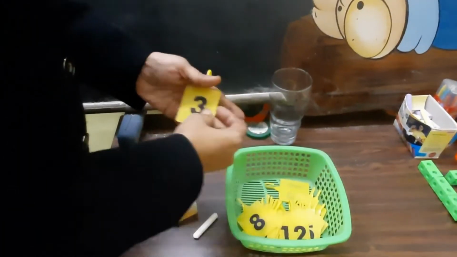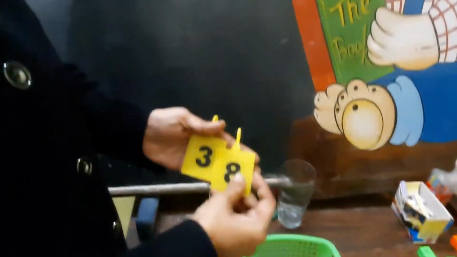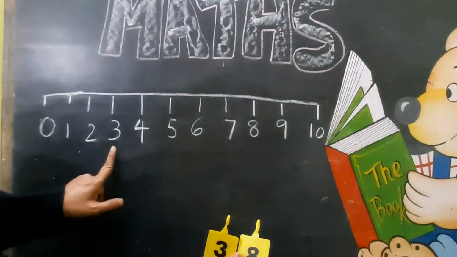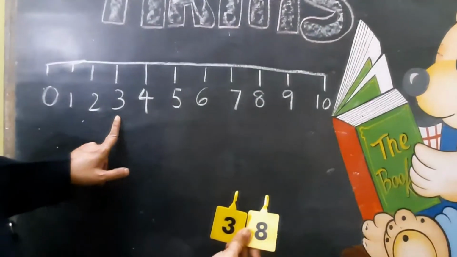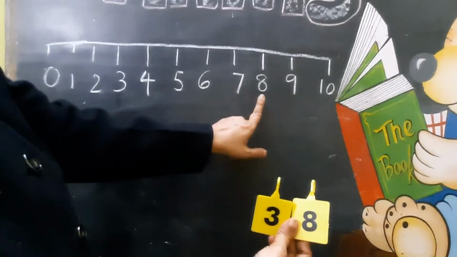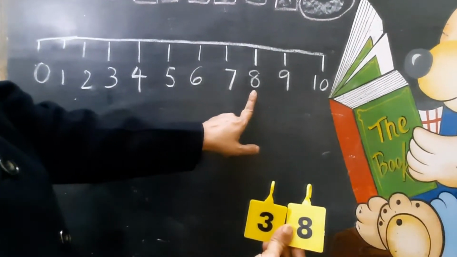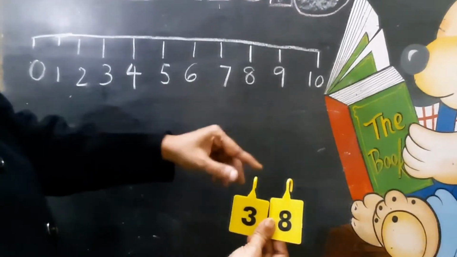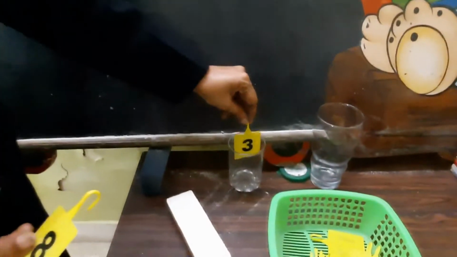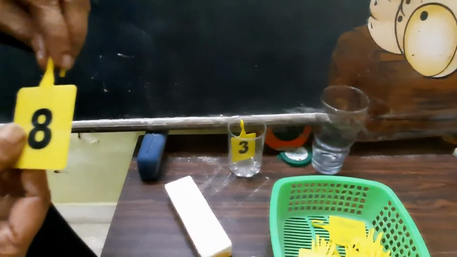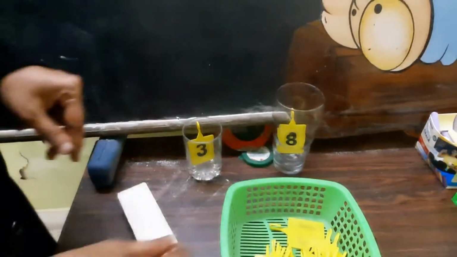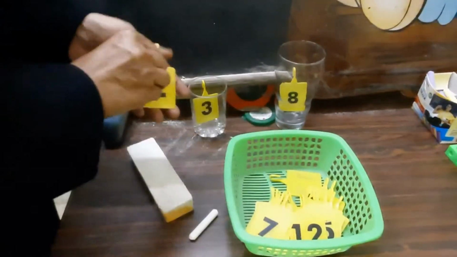So, I take 2 numbers, 3 and 8. See, 3 comes first. It means 3 is a smaller number and 8 comes after 3, so 8 is a bigger number. So I put 3 in the short glass and number 8 in the tall glass. Same way I take another number.